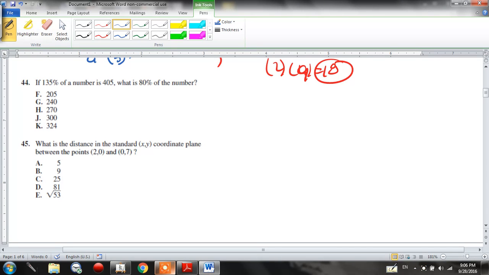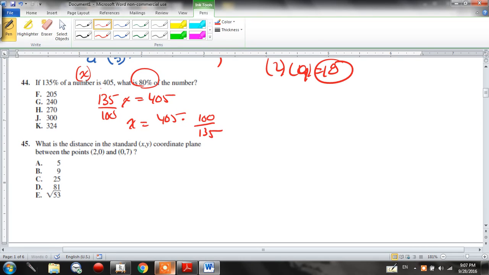But anyway, so 44 is the same kind of question now. If 135% of a number is 405, what is 80% of the number? So we're talking about some number x, okay? So 135% of x is 405. What is 80% of this number? So let's just solve this for x. X is 405 times 100 over 135, multiplying by the reciprocal. That's x. 80% of x therefore will be 80% of this, which is 80 over 100. Okay, just understanding the meaning of percentages.